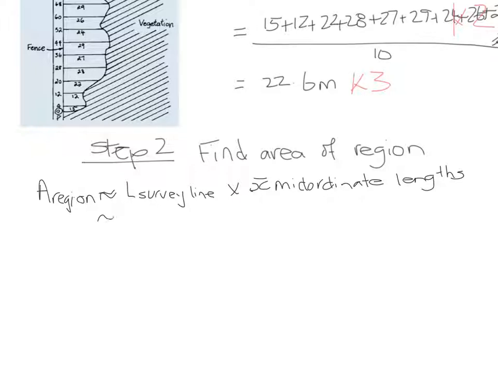And so basically we sub in. The length of the survey line we established before up here went from 0 to 80. I can't see that anymore, but it goes to 80. So it is 80, and our average was 22.6. And so that gives us 1,808. And of course it's area, so I'm going to make sure I do meters squared.